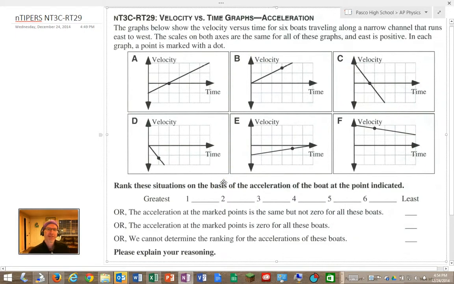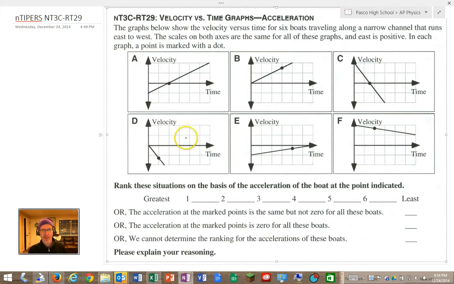We're talking about velocity and acceleration, and we're doing it on velocity versus time graphs. There's a question type that you might see on the AP Physics exam that comes from NTIPERS, N-T-I-P-E-R-S. It stands for Newtonian Tasks Inspired by Physics Education Research.